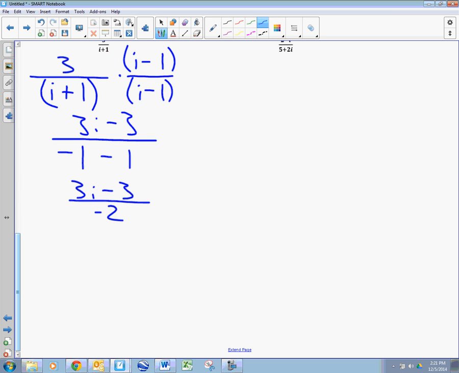Which part is real, the 3i or the negative 3? Negative 3. Divide that by negative 2. What's negative 3 divided by negative 2? 3 halves. Then we'll do the imaginary part divided by negative 2. 3i divided by negative 2: negative 3 halves i. This is the way we should write it.